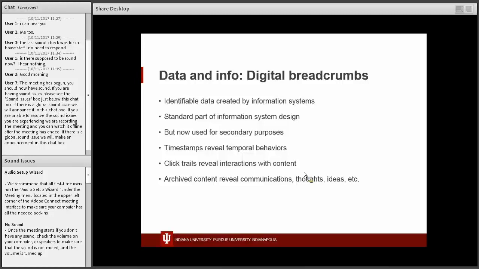And then finally, archived content can reveal communications, thoughts, and ideas. And this is where we're getting to things like emails and messages, instant messages within our information systems, or chat logs in our webinar systems that we use, or at the simplest level, the content left in our discussion forums in our learning management systems.